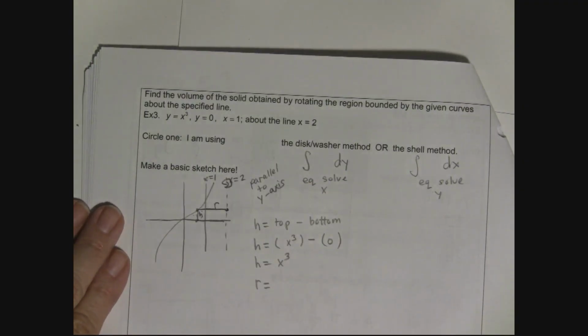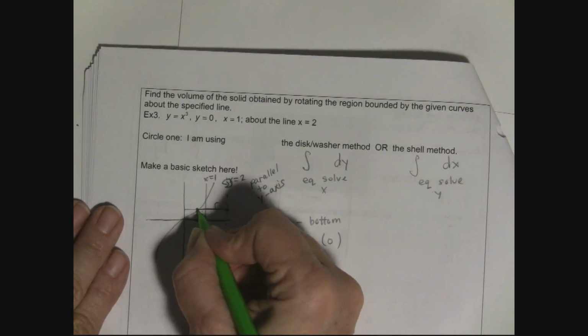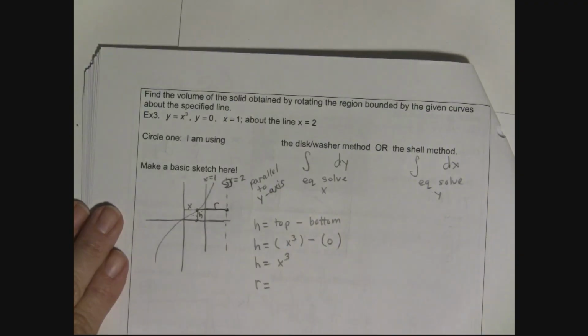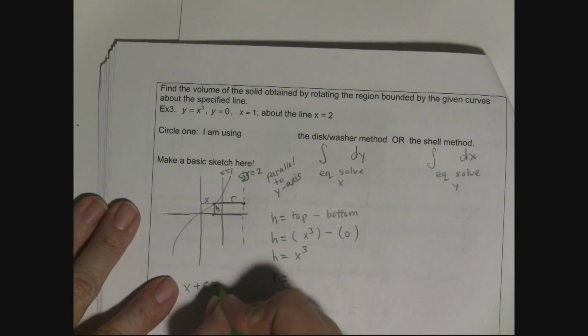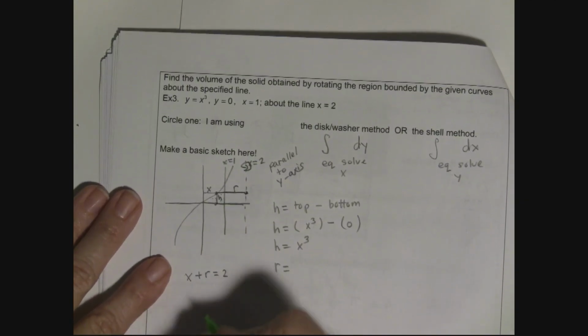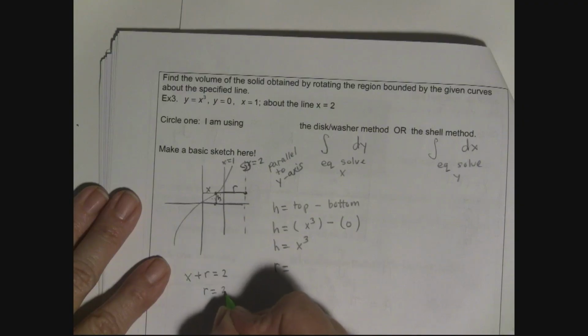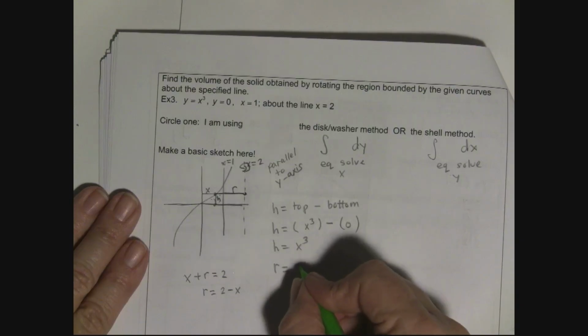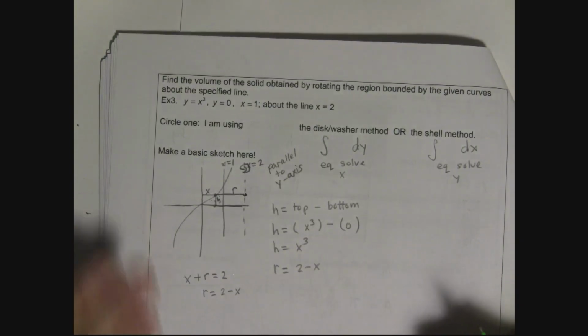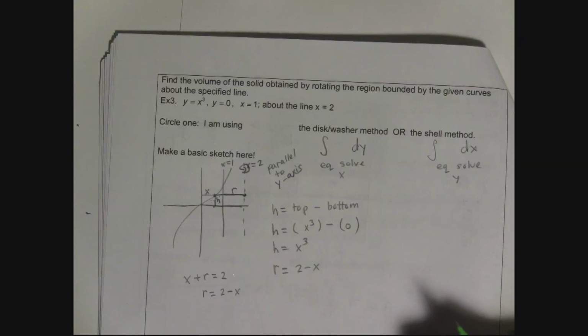And then I immediately say to myself, well, the distance from the y-axis to a point, here's this distance from the y-axis to that point right there, is called x. And so what I have going on here is x plus r equals 2. So that tells me that r equals 2 minus x. And so I'll put that right here, 2 minus x. So it's a little bit tricky, but not entirely tricky.